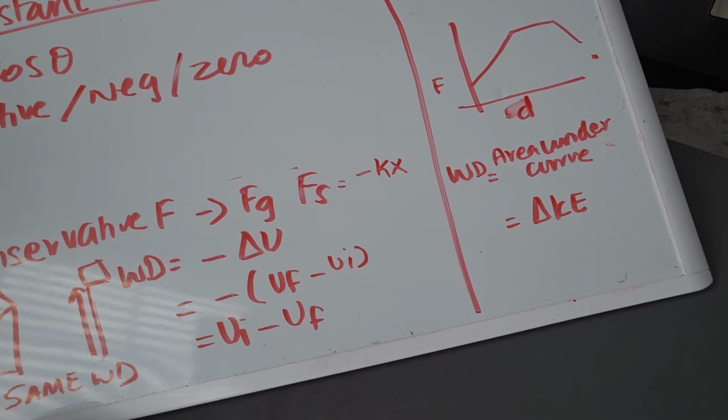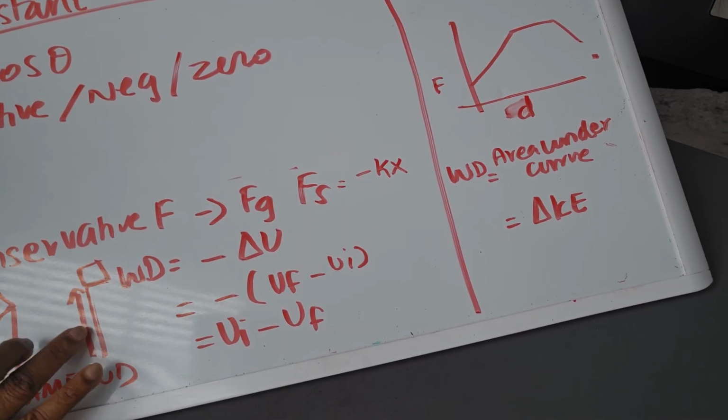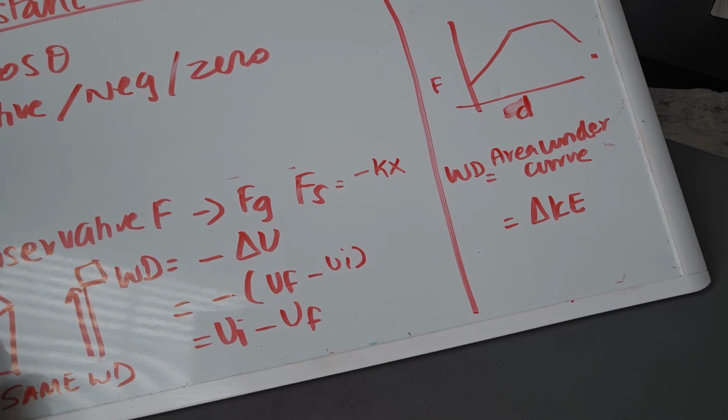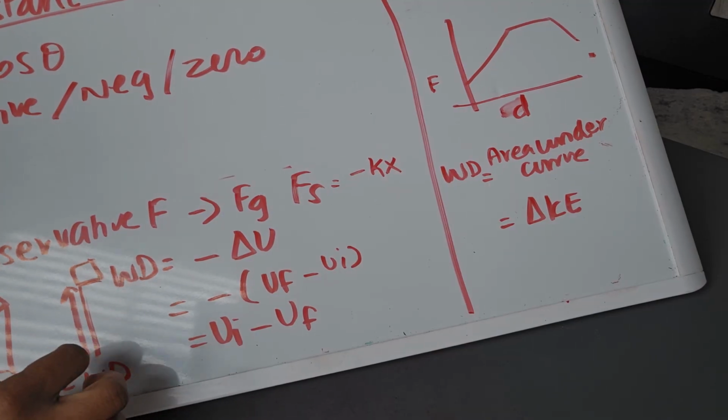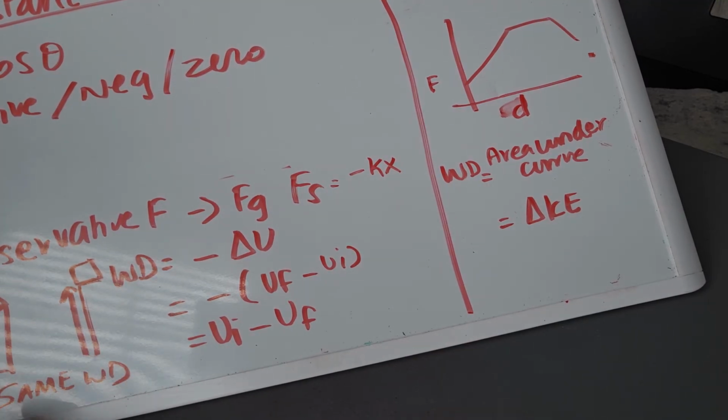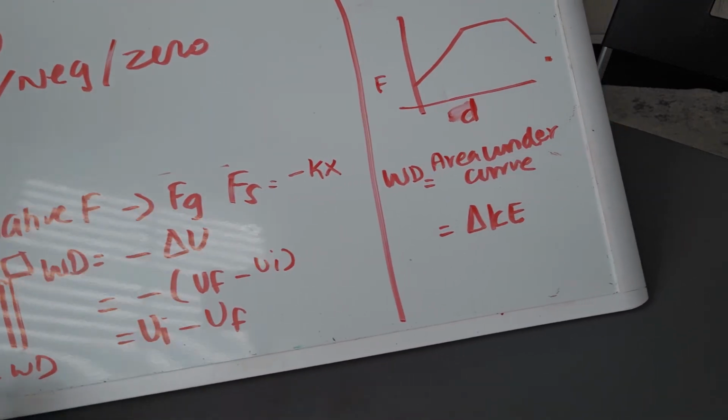Remember, these are path independent, which means the work done is the same no matter which path you take, whether you push this block by a force up a ramp of the same height, or take the other path. So it is path independent, so it has to be the same work done.